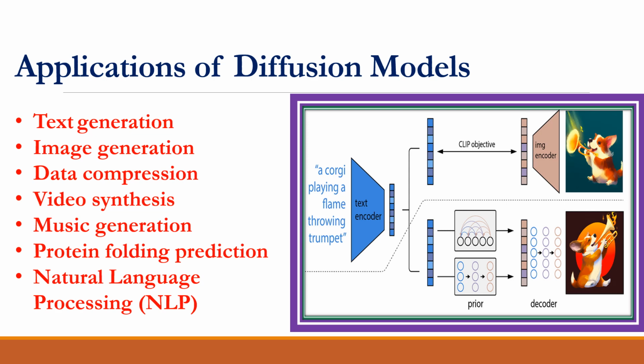So diffusion models can be used for tasks like language translation, text summarization, sentiment analysis. And these are just a few examples of many applications of diffusion models. So as the field continues to grow, new and exciting applications are likely to emerge.